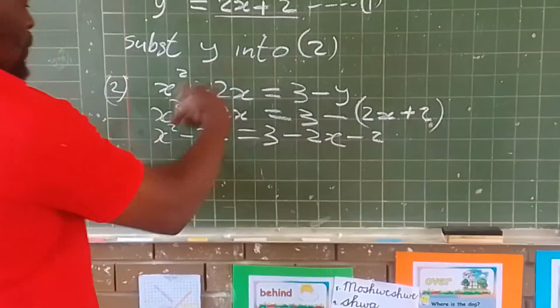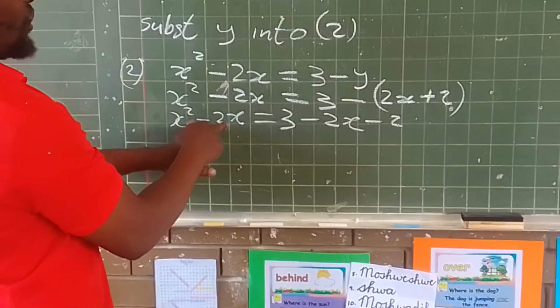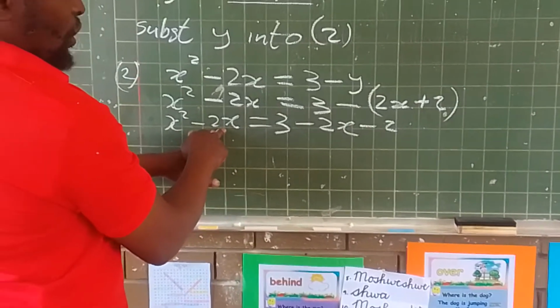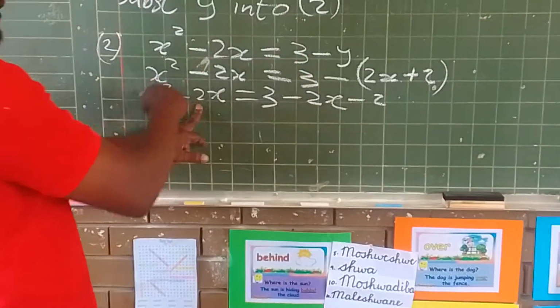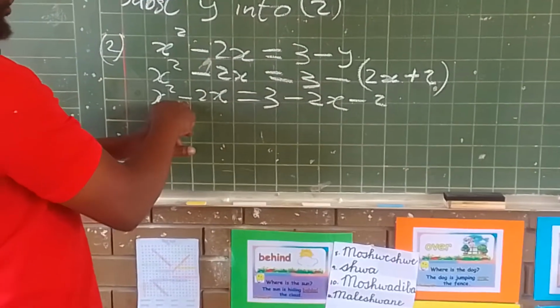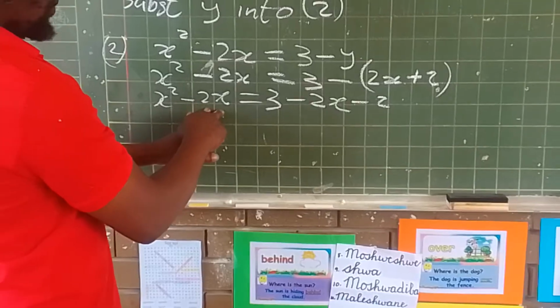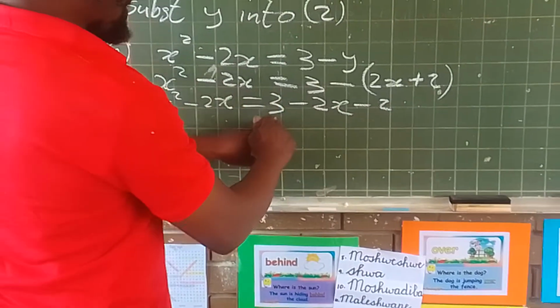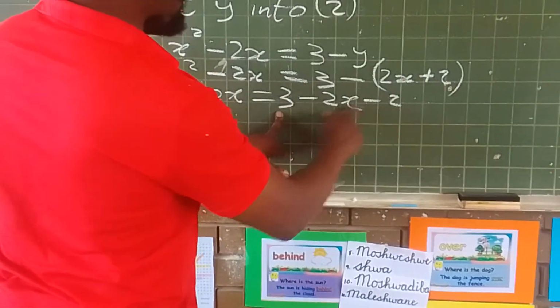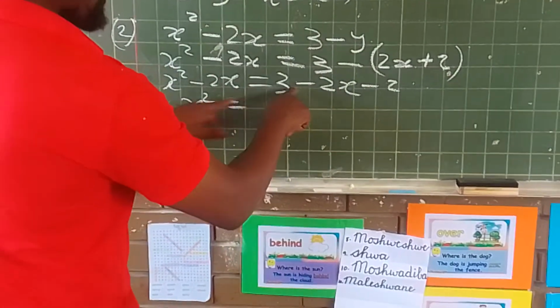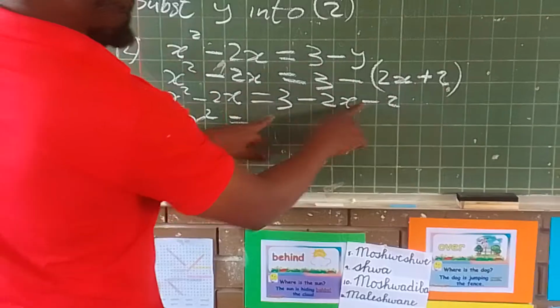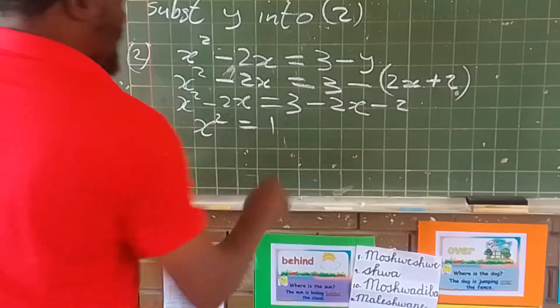Take this 2 to the other side, and you find that 2x is going to die. This minus 2, when it comes to this side, is going to be plus. So a plus 2 and a minus 2x give you 0. You are left with 3 minus 2, which is 1. Then x squared is equal to 3 minus 2, which is 1.